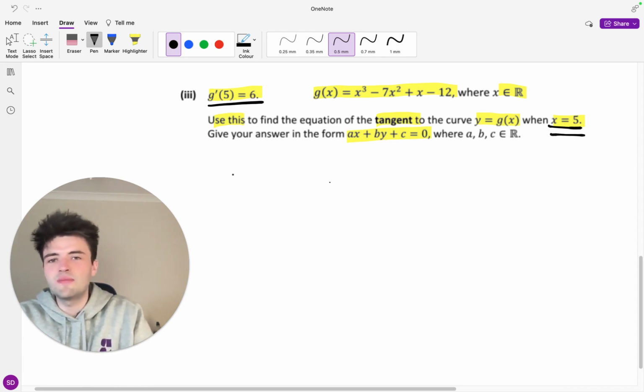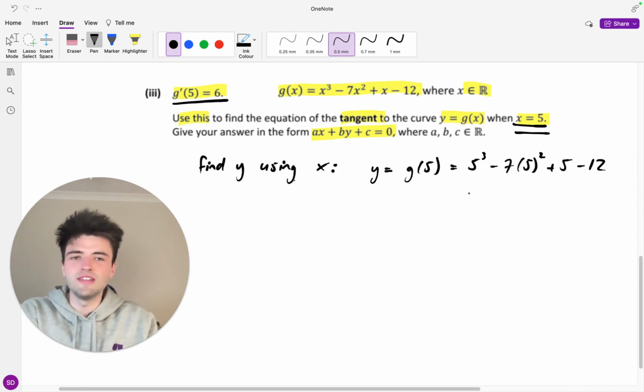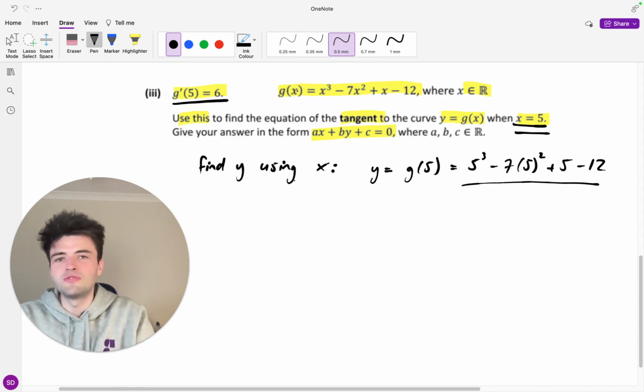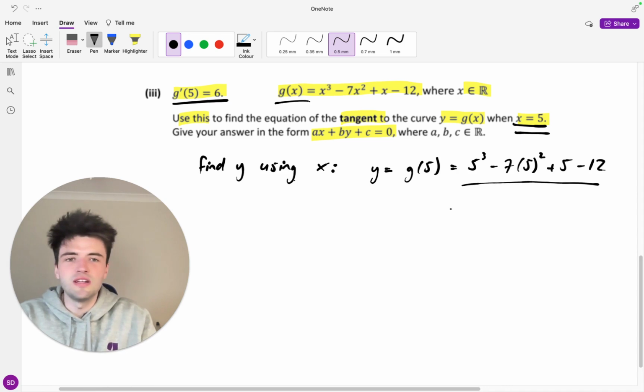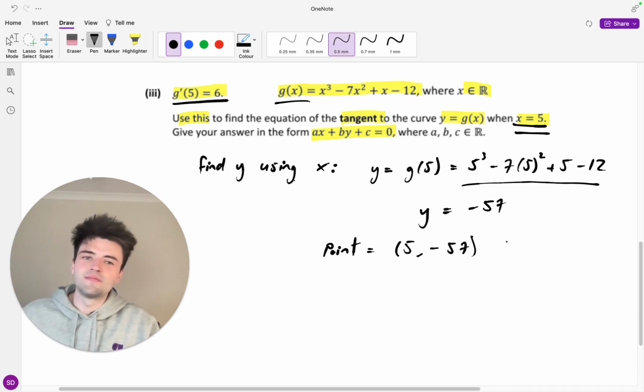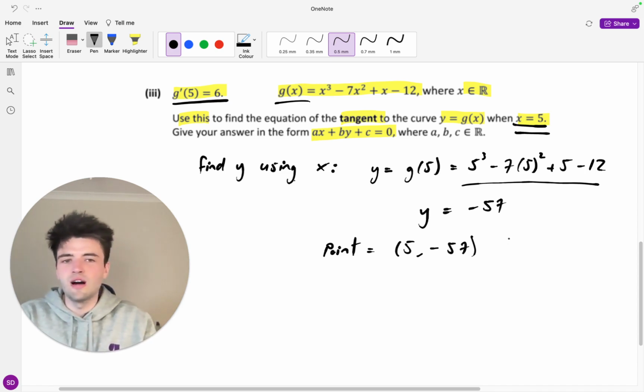And so you'll notice we have the x coordinate, which is 5. And so our first step here is going to be to find the y coordinate. And so our y coordinate, which is going to be g of 5, is equal to 5 cubed minus 7 times 5 squared plus 5 minus 12, or in other words, we're just plugging 5 straight into this g of x formula to find our y coordinate. And so we're just going to simplify this now, and we're going to get that our y is equal to minus 57. So this is going to be our y coordinate, and so our point is going to be the point 5 comma minus 57.